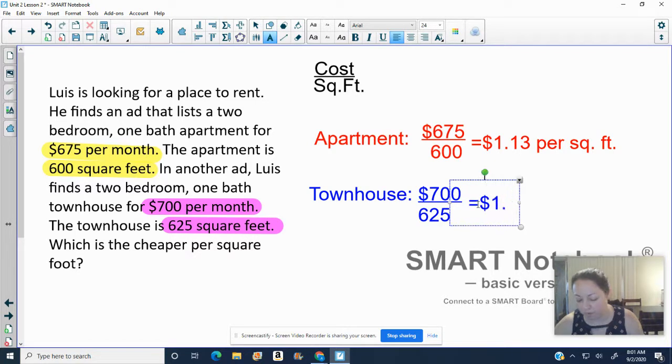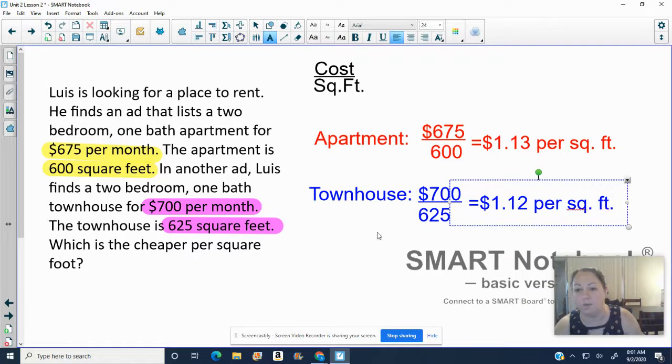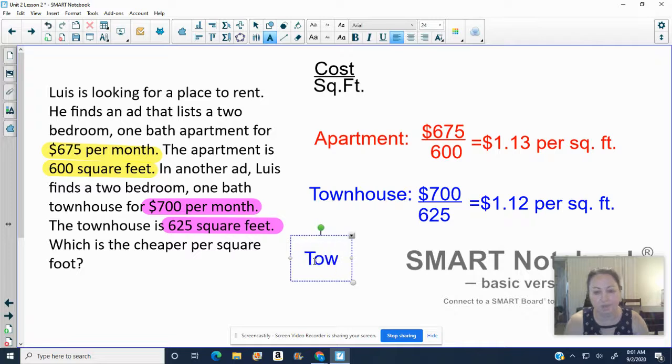Both of these are pretty comparable because they are very similar in amounts, but if we were looking for which one is exactly cheaper, the townhouse wins because it was 0.5 cents cheaper, half a penny. But if we're looking for which one is cheaper, townhouse is the winner.